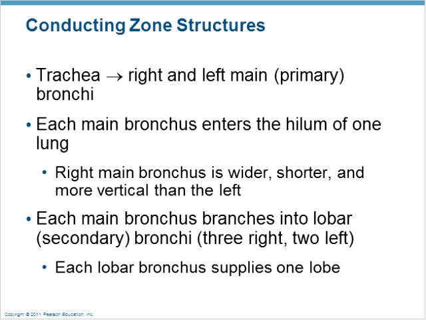Each main stem bronchus enters the hilum of each lung. The right main bronchus is wider, shorter, and more vertical than the left, which means it's more likely to take in foreign bodies if one inhales them.